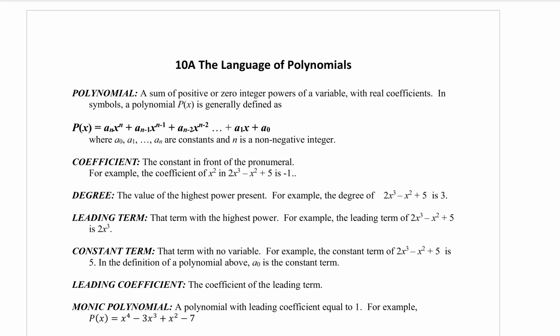So x by itself is a polynomial. Even y equals x, which we know is a straight line, is a type of polynomial, correct? Because x is to the power of 1. Yep. So y equals x is still a polynomial. Y equals x, yes. So y equals 1 over x is not a polynomial.